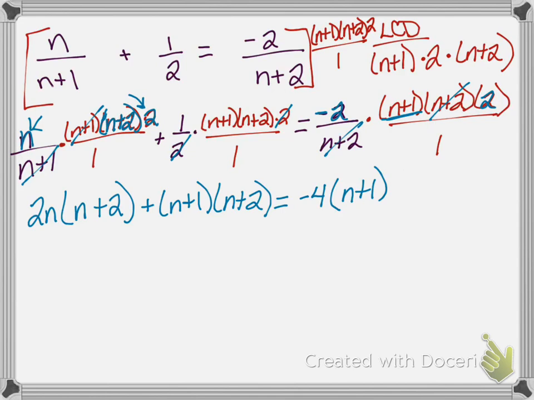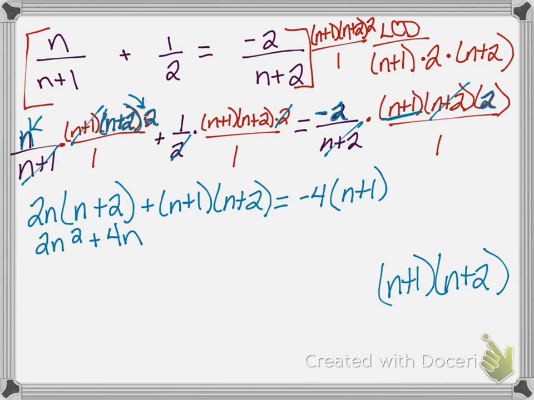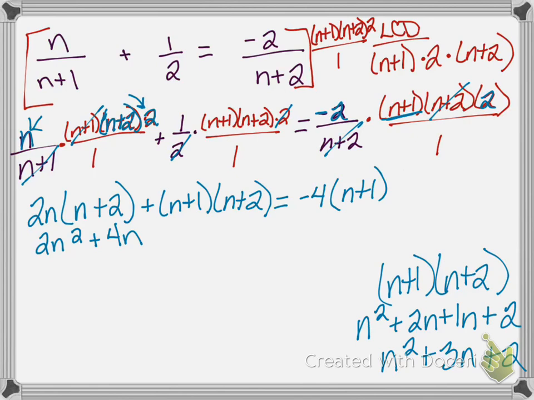So now, 2n times n is 2n squared. 2n times 2 is 4n. I need to FOIL n plus 1 times n plus 2. So I'm going to do that off to the side. N plus 1, n plus 2. N times n is n squared. N times 2 is 2n. 1 times n is 1n. 1 times 2, 2. So I have n squared plus 3n plus 2.